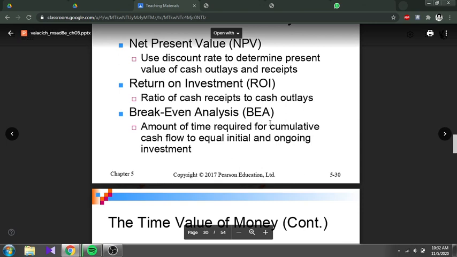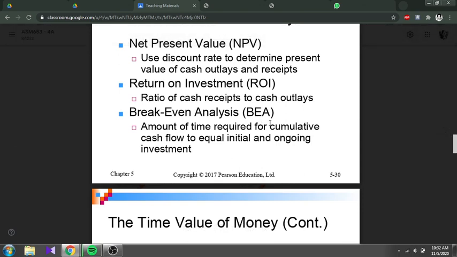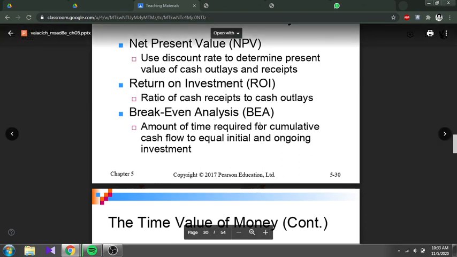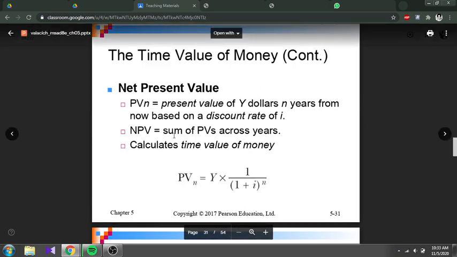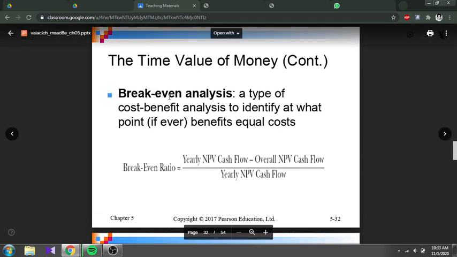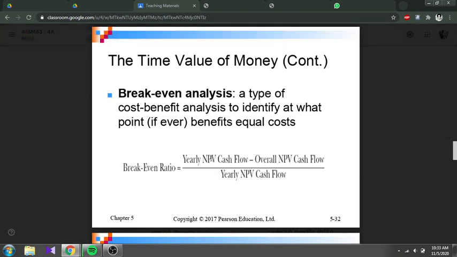Break-even analysis means the amount of time required for cumulative cash flow to equal initial and ongoing investment. Break-even is to make sure we have a 50-50 on our spending, more or less like that. This is from my understanding. Okay, a win-win situation I can say on this break-even analysis. Okay, I think this one we should skip. Okay, there's some formula on this break-even ratio, which is your NPV cash flow minus the overall NPV, and you divide by yearly, then you get how many percent on this cash flow break-even.